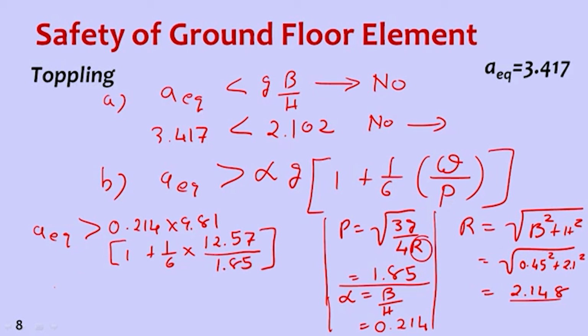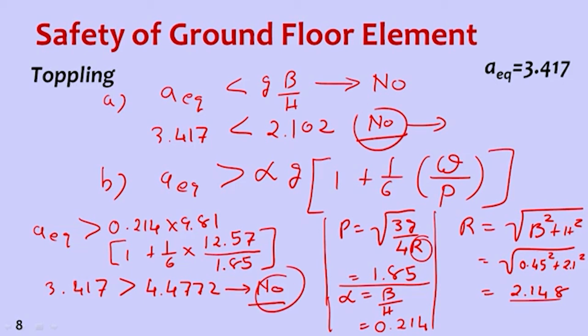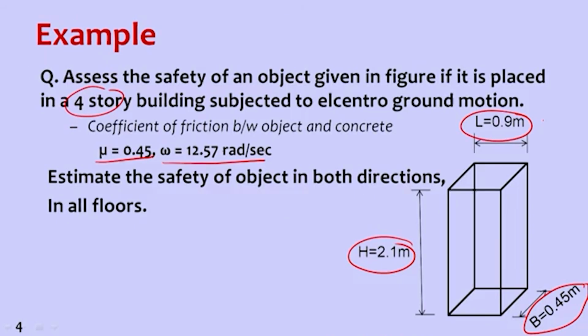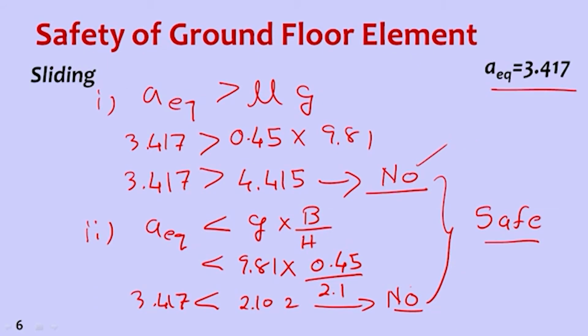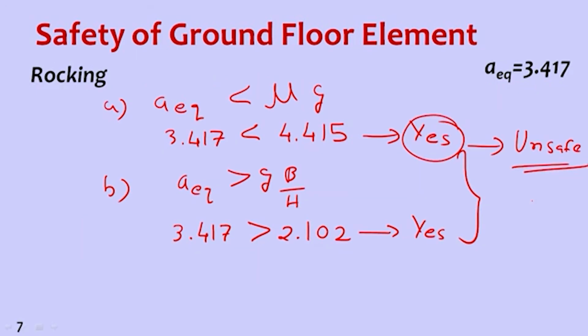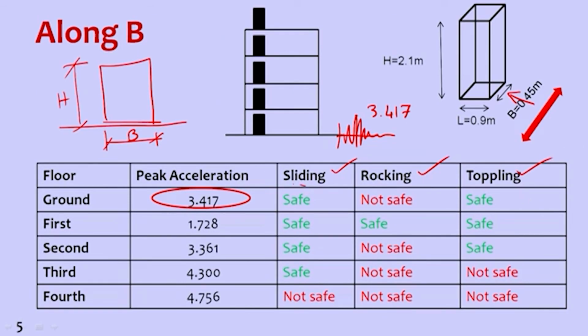So when we compare it, it comes around 3.417 is greater than 4.4772. So this condition is not meeting. This is no, this is no. So both together we can say that it is safe against toppling. So this is the result we got. Here we can see for the first condition it was no, hence it was safe. So here we have safe for sliding, not safe for rocking, and again safe for toppling.